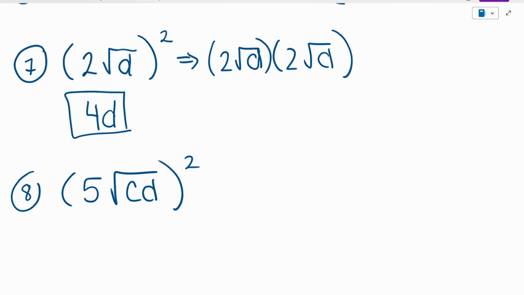What about this? 5 root cd squared. Michael? 25cd, you got it.